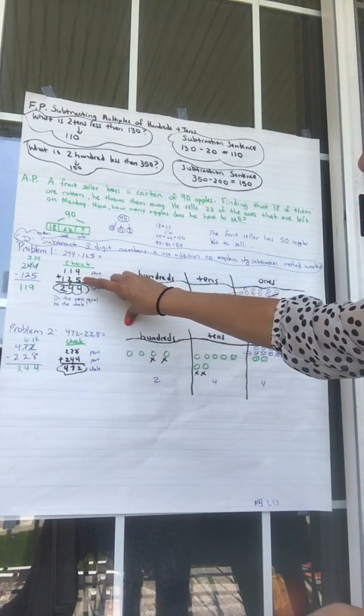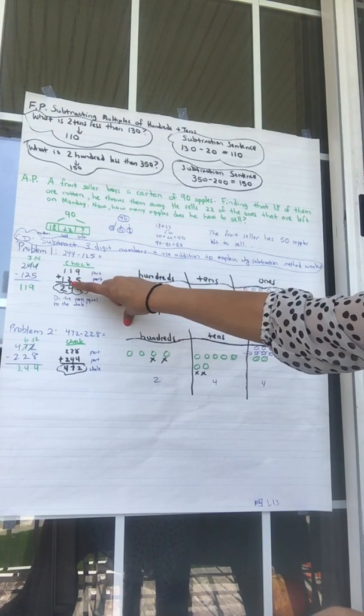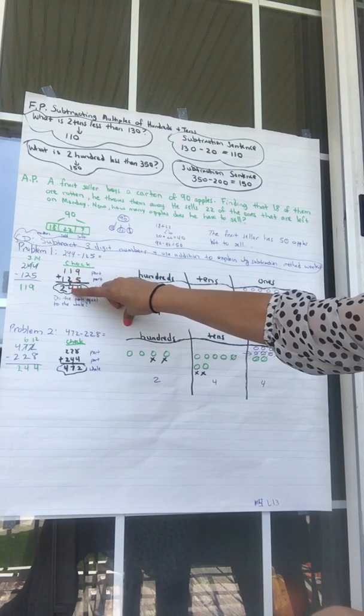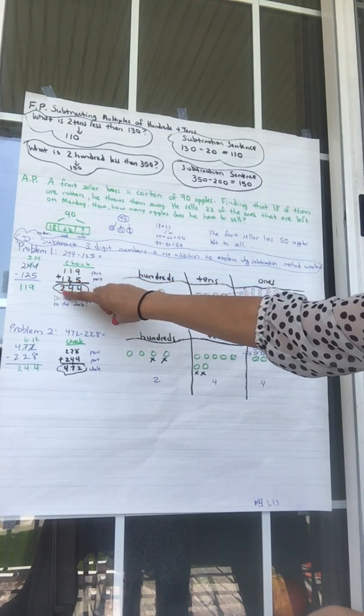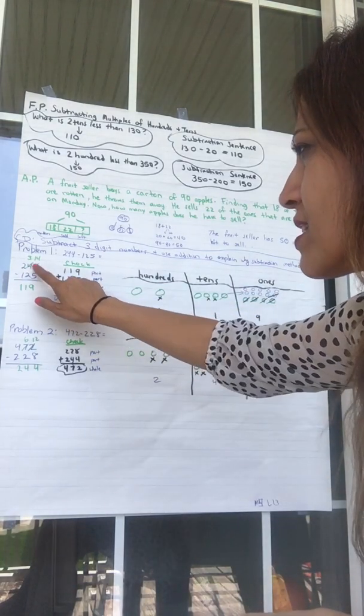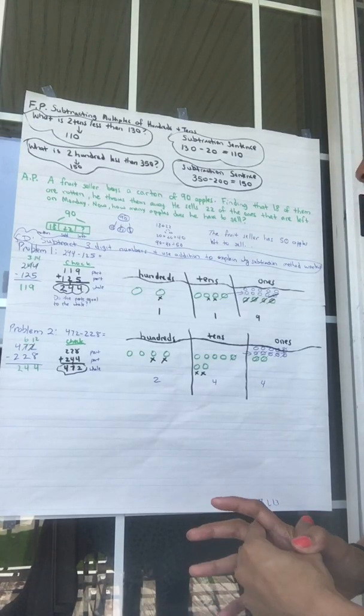So 9 ones plus 5 ones equals 14 ones. I keep the 4 ones there. I take the 1 there. 1 ten plus 2 tens plus 1 ten is 4 tens. 100 plus 100 is 200. 244. Do they match? Yes, they do. Awesome, awesome work. Do the parts equal the whole? Yes, it does. Awesome work.